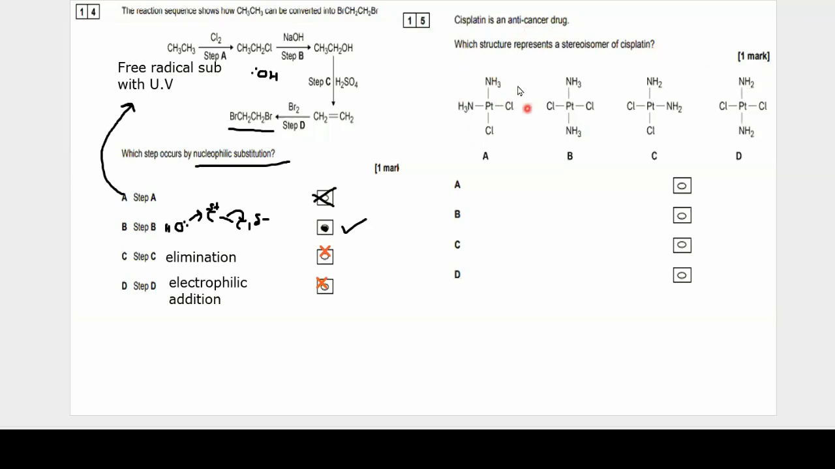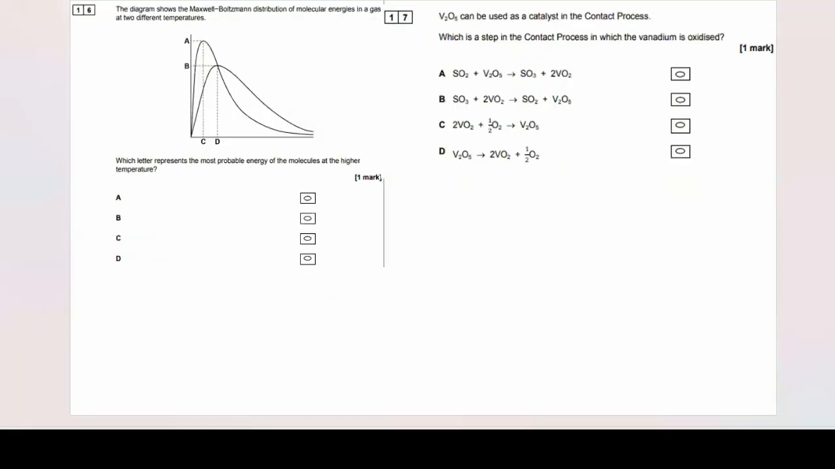Right. Question 15. Cisplatin is an anti-cancer drug. Which structure represents a stereoisomer of cisplatin? Cisplatin has a cis isomer and a trans isomer. So cisplatin is the cis isomer, and we're looking at B here, which is the trans isomer, where it has the same groups on opposite sides. Okay, let's look at the next one.